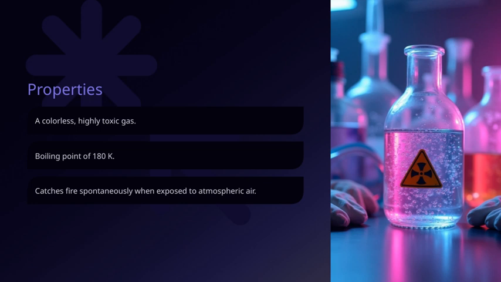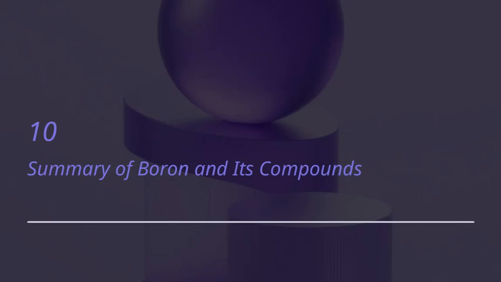Additionally, it's a colorless gas, which makes it hard to detect visually, and it's also highly toxic. This toxicity highlights the importance of proper safety measures when working with or around this substance. Understanding these properties helps us appreciate the challenges and risks involved in its storage and use. Throughout this presentation, we're emphasizing how critical it is to recognize these characteristics to ensure safe handling and to mitigate potential hazards. Let's wrap up with a quick summary of boron and its compounds.